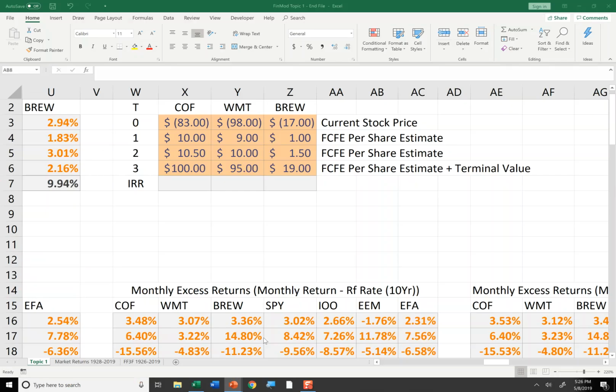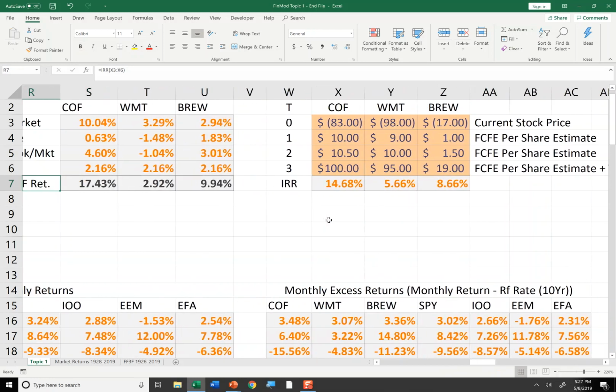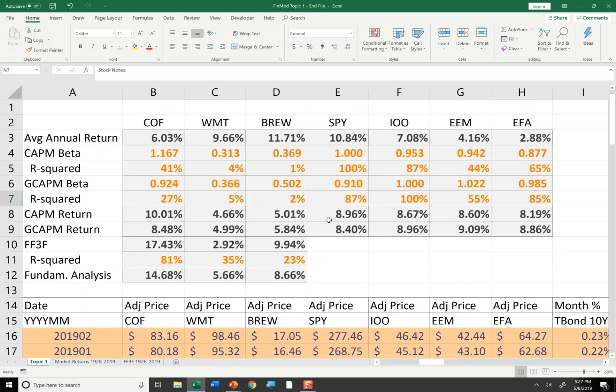In that case, all we're going to do is type in the cash flows, make sure the current stock price is a negative, because that would be an outflow, an investment. I expect to get 10, 10.50, and 100. I'll simply take an IRR of that stock investment, and you can see that the expected returns will be based on your fundamental analysis of cash flows, in this case 14.68, 5.66, and 8.66. I can then go and have a link to that in my summary of expected returns. And now we have completed the worksheet.